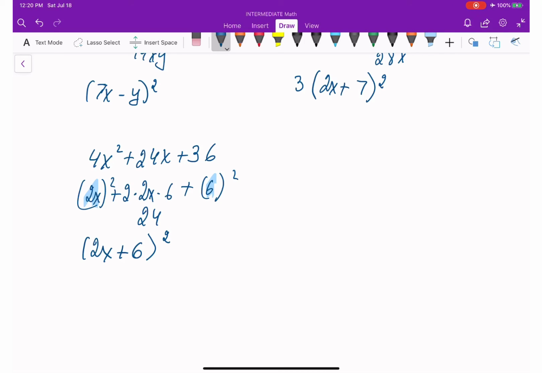But look here, something interesting is happening. I have an even number here, 2, an even number here, 6, right? So what does that mean? Can I take it out? Yes. If I take this 2 out, I will have x plus 3 squared. Okay?